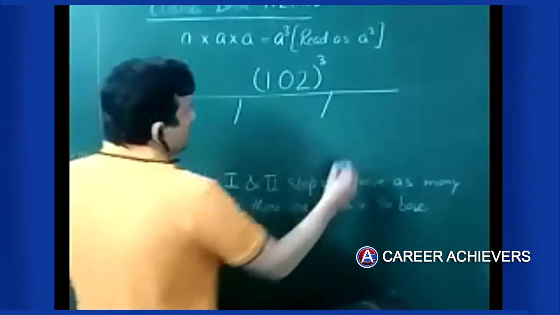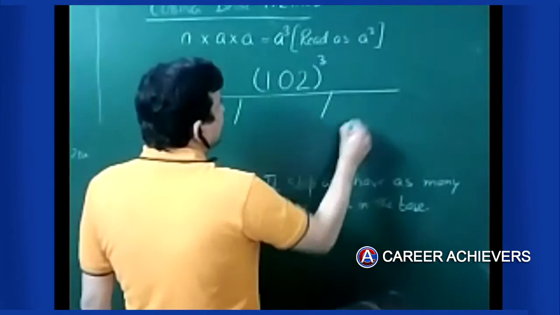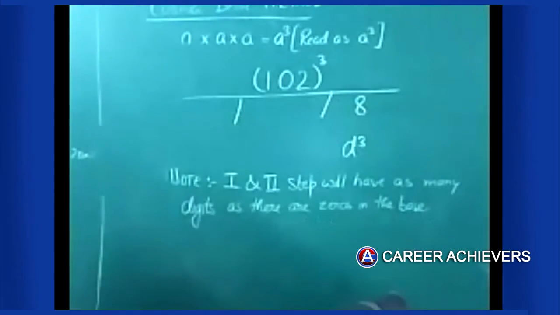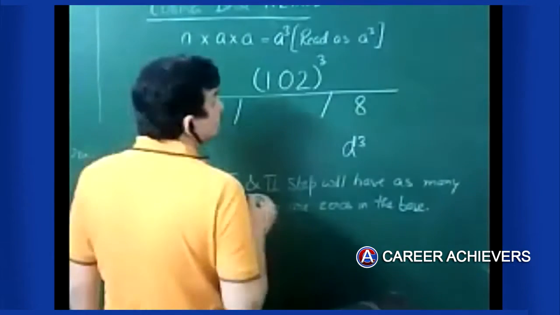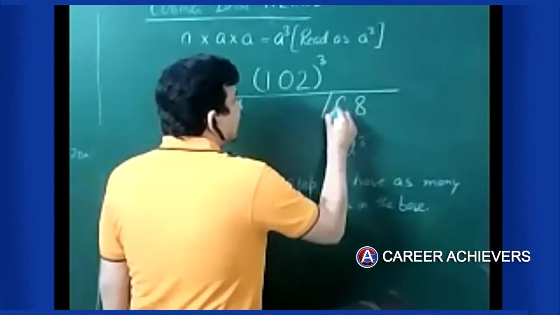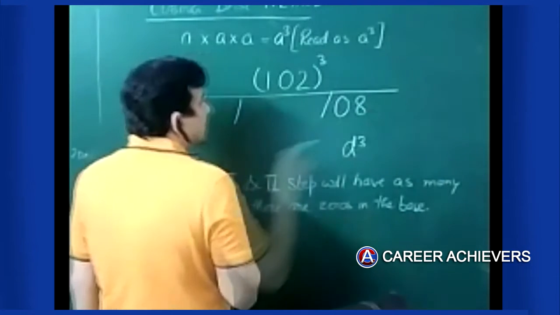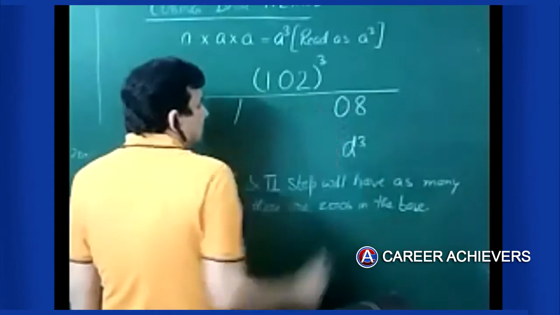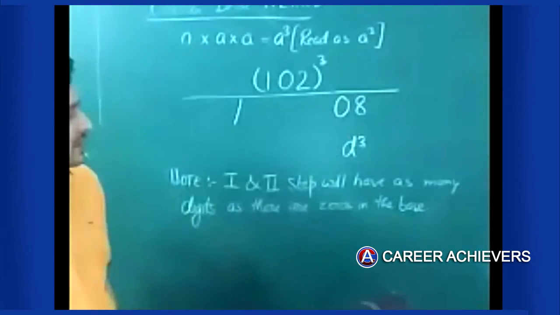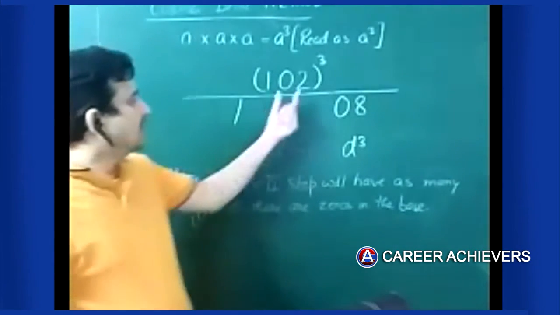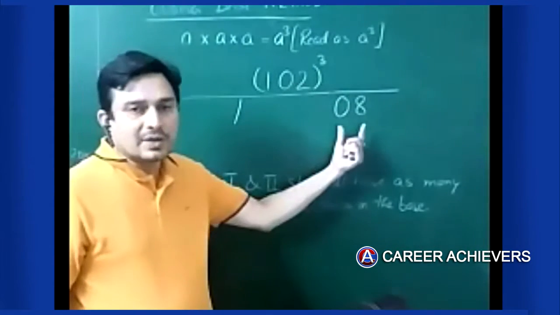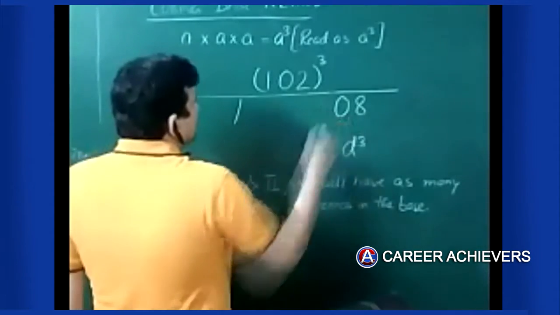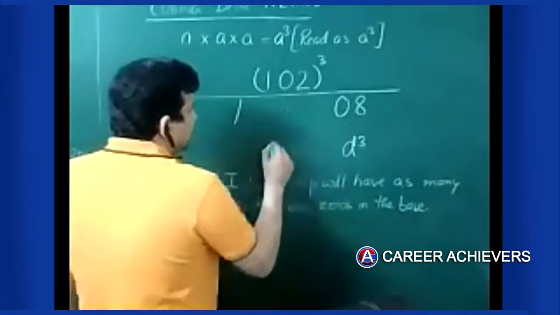The first step is d cube. If you do d cube, how much will it be? 8. But what do you have to write? You have to write 08, because the rule says it will have as many digits as there are zeros in the base. Here the base has 2 zeros, so each step must have 2 digits. That is 08.